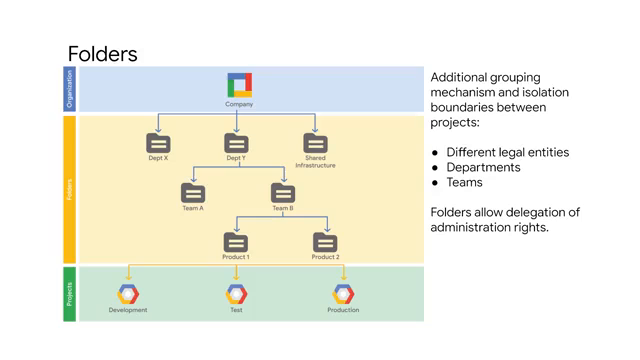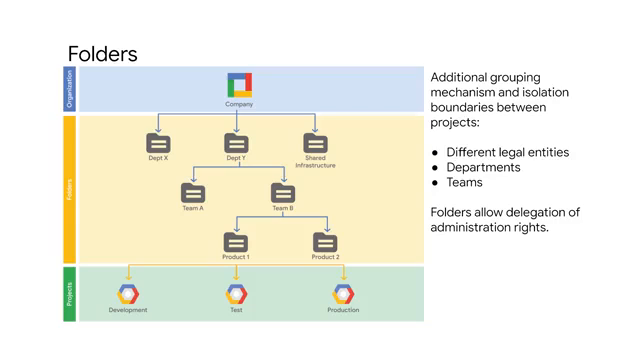For example, a first level of folders could be used to represent the main departments in your organization, like departments X and Y. Because folders can contain projects and other folders, each folder could then include other subfolders to represent different teams, like teams A and B. Each team folder could contain additional subfolders to represent different applications, like products 1 and 2.